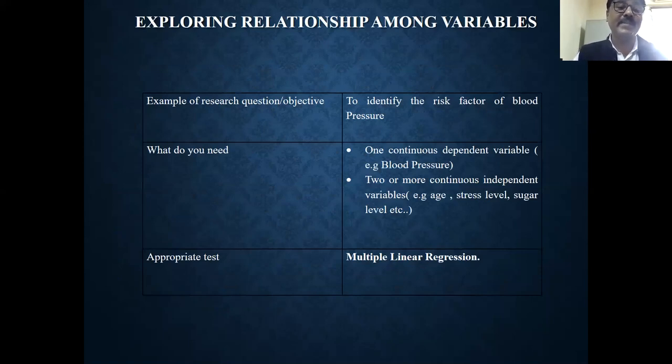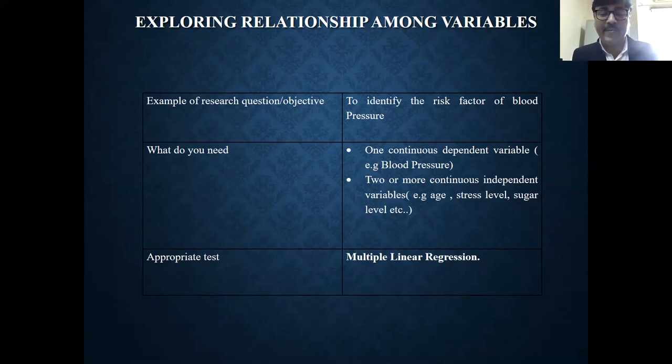For example, an example of a research question is to identify the risk factors of blood pressure. Blood pressure is measured on a continuous scale. The minimum requirement to fulfill this research question is one continuous dependent variable and two or more continuous independent variables. Blood pressure depends upon age, stress level, sugar level, body mass index, obesity, and many other variables. If your aim is to find out the risk factors of blood pressure, which technique is appropriate here?